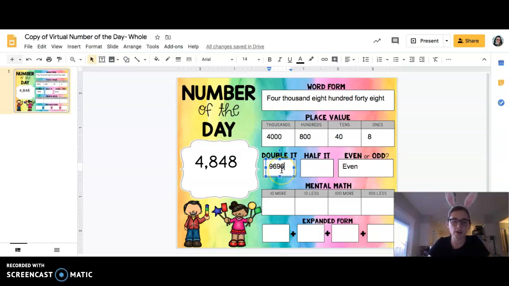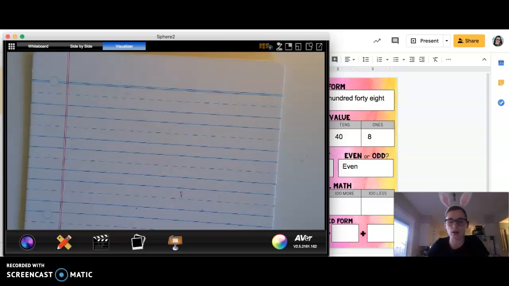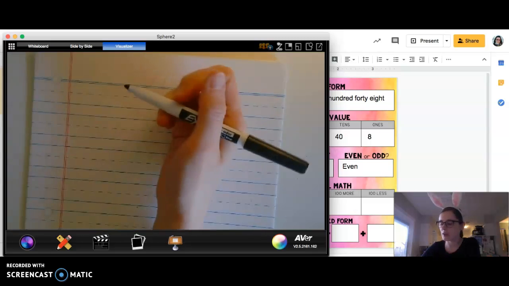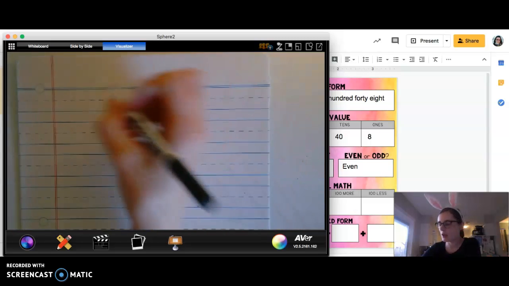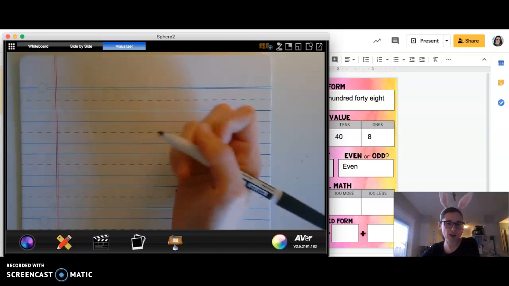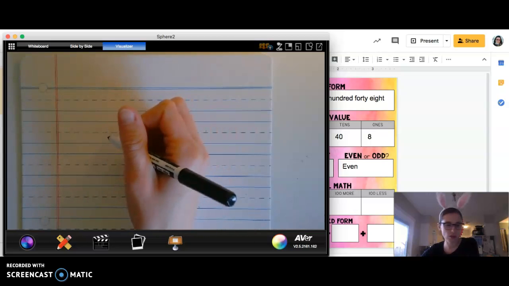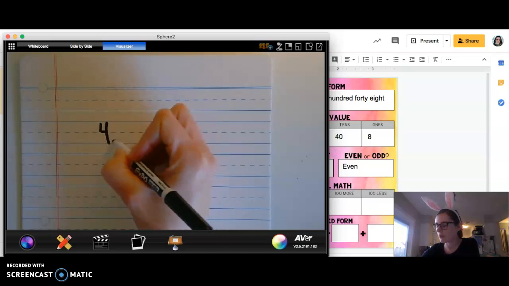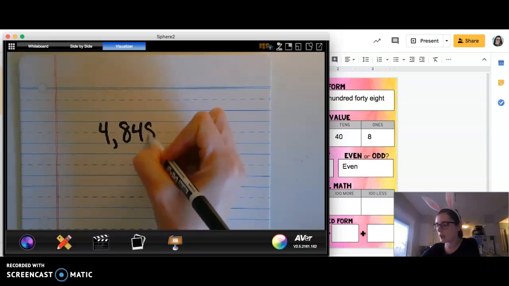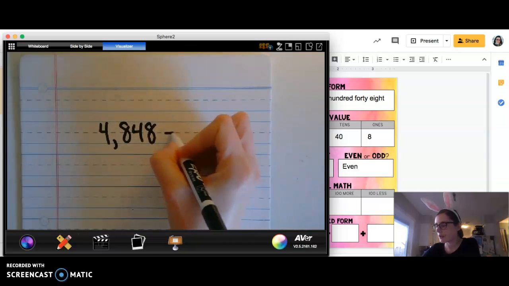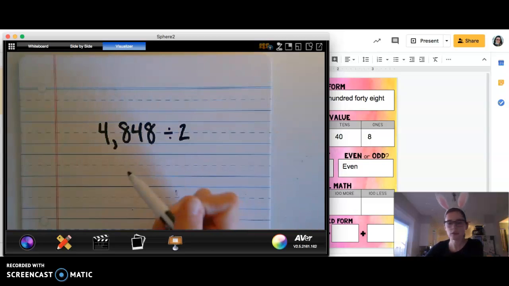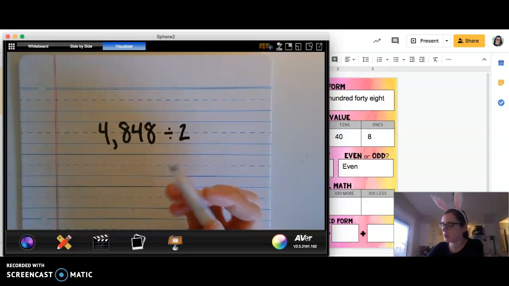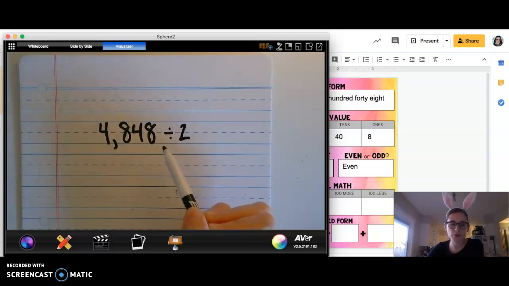And now I'm left with the half it. You can do some long division or you can practice cutting this in half however you want to. I'm going to do some long division, and if you aren't familiar with it, then you're going to use whatever division you know or whatever strategy you have. So 4,848, and I'm going to divide this by 2. This one's nice and easy to divide by 2 because remember, I'm cutting it in half.